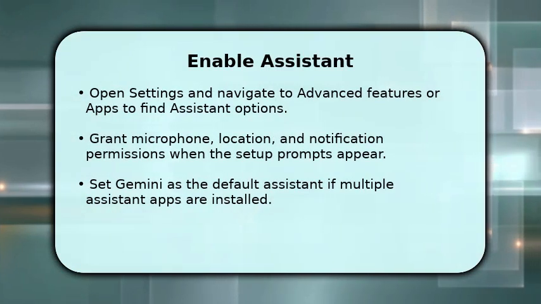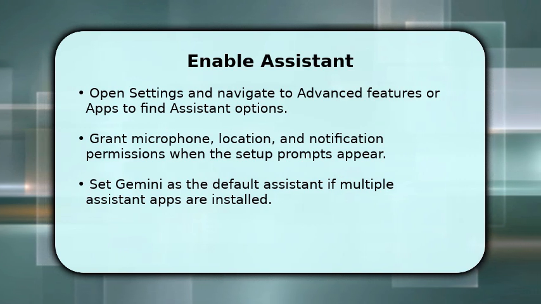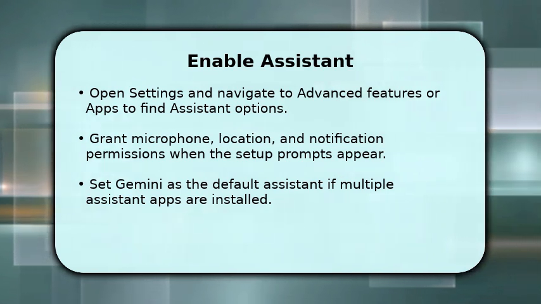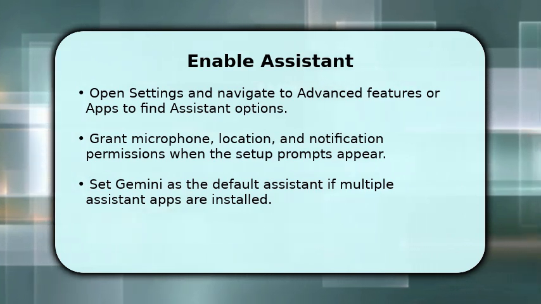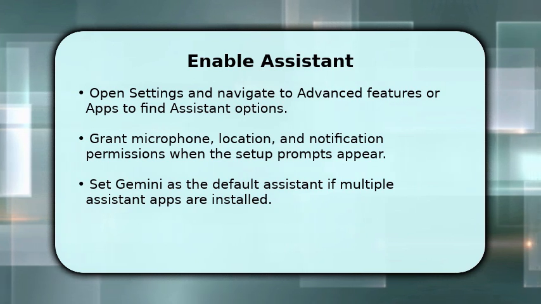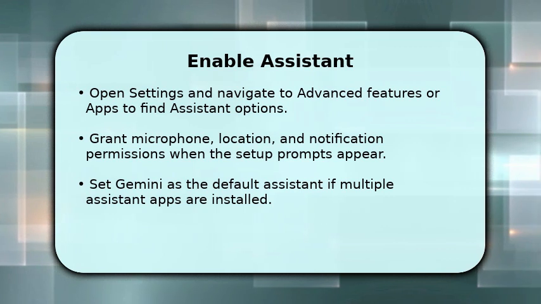Begin by opening Settings and locating the Assistant section under Advanced Features or Apps. Tap the Gemini Assistant entry and choose Enable or Set as Default to replace other assistants. Review and accept permission requests for microphone, location, and notifications so voice features work reliably.